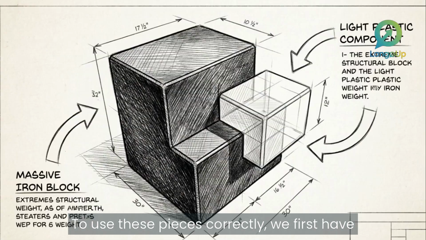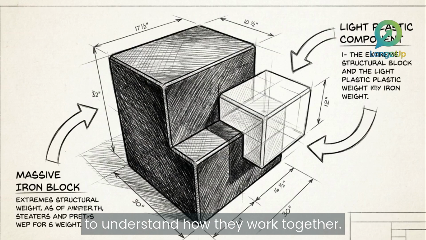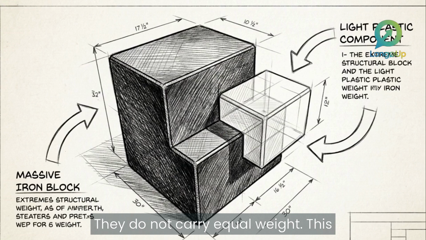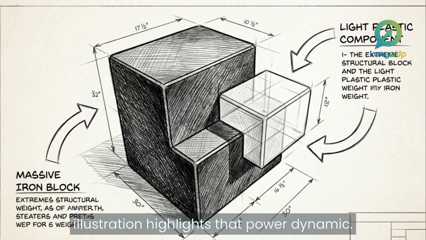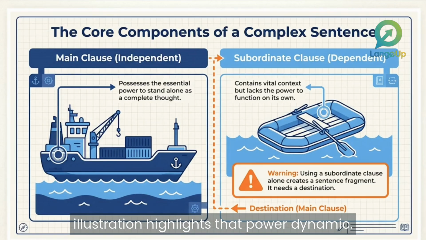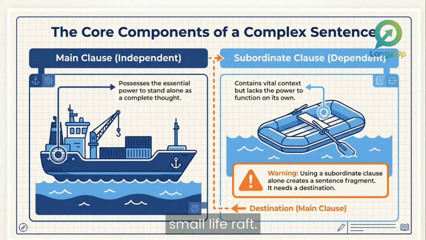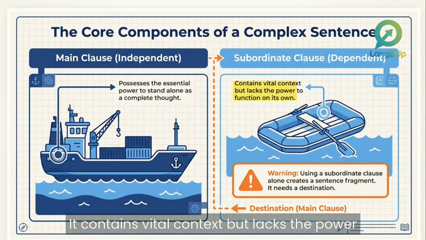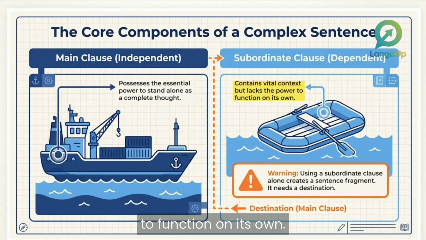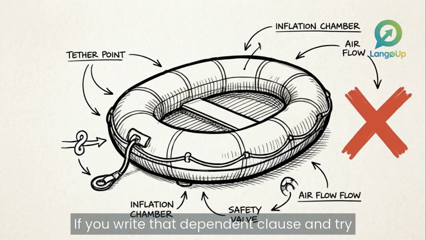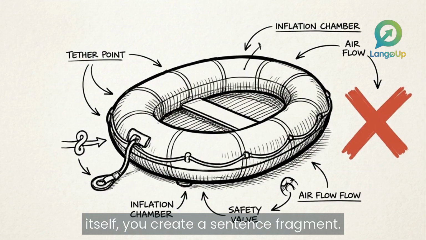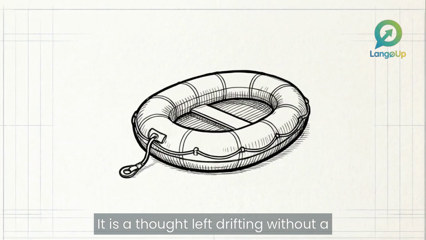To use these pieces correctly, we first have to understand how they work together. They do not carry equal weight. This illustration highlights that power dynamic. The main clause is independent, like a massive cargo ship standing entirely alone. On the right, the subordinate clause is a small life raft. It contains vital context, but lacks the power to function on its own. If you write that dependent clause and try to use it all by itself, you create a sentence fragment. It is a thought left drifting without a destination.